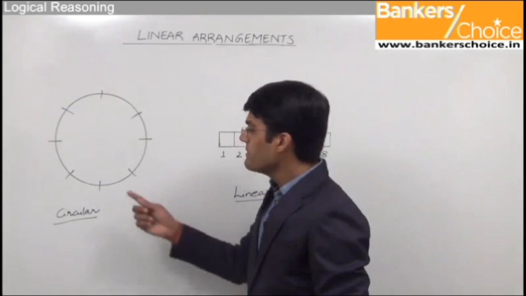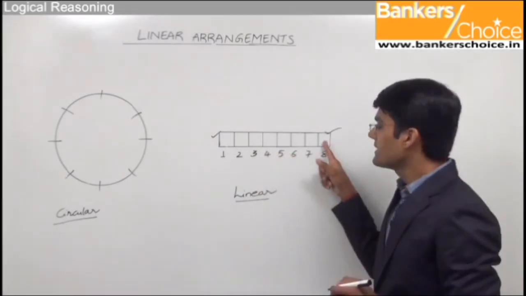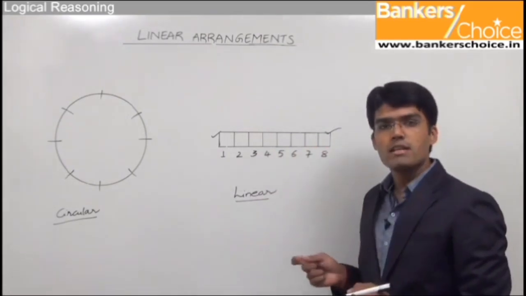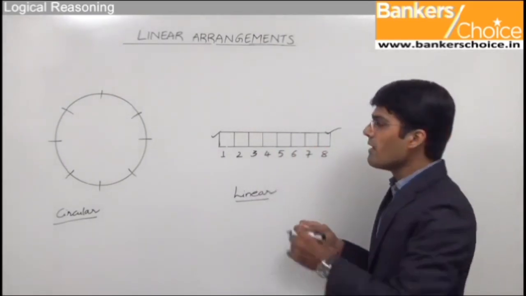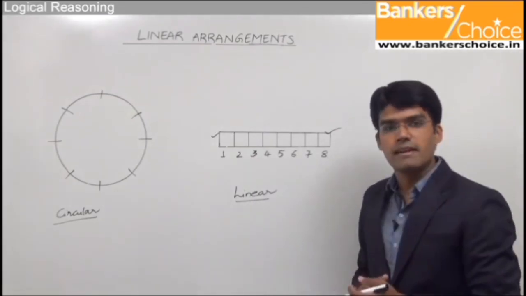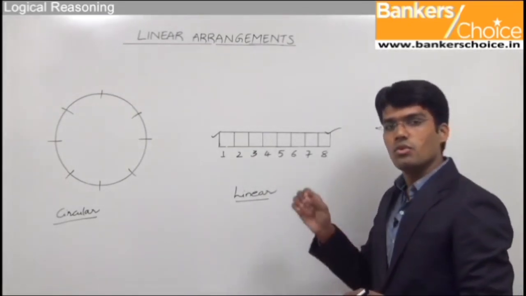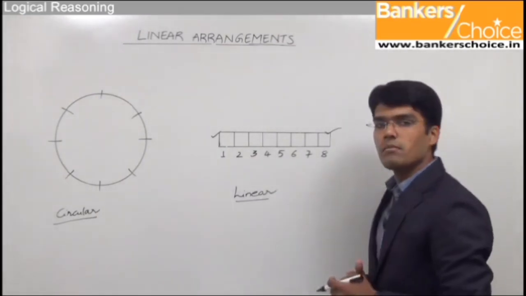But as you can see, in case of a linear arrangement, we have a definite starting point and an ending point. For example, this position is the first position and this is the second position, and similarly this is the 8th position. So as we have a definite starting and an ending point, we can place a person on the row only when we know his position from either the left end or the right end. So remember that whenever we do a linear arrangement, we should know the position of a person from either of the ends, only then we can place him on the row.